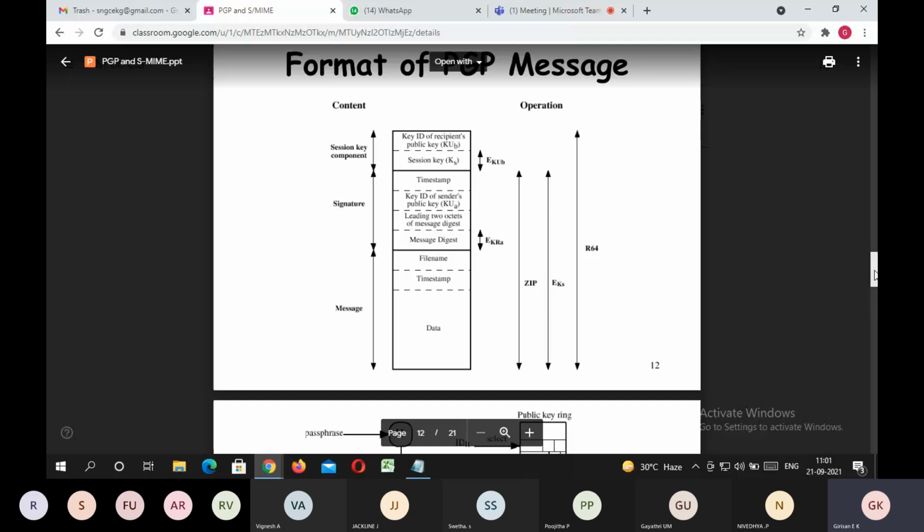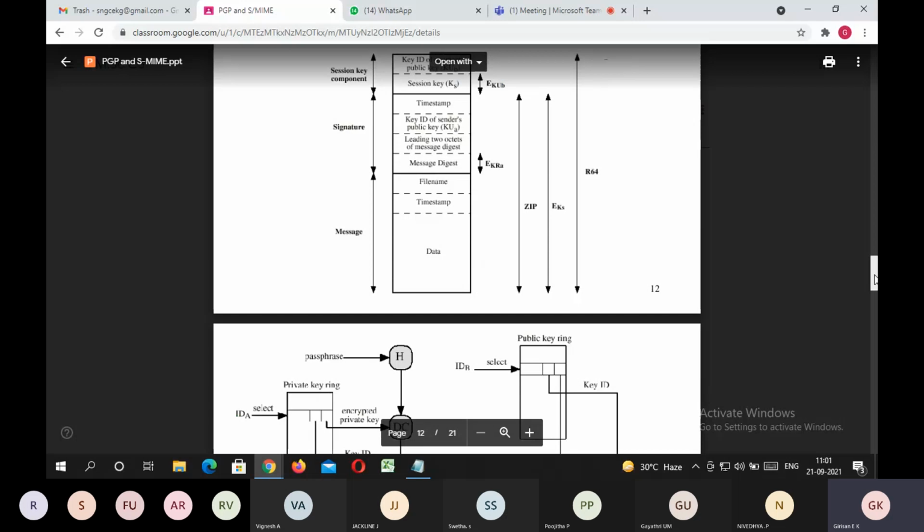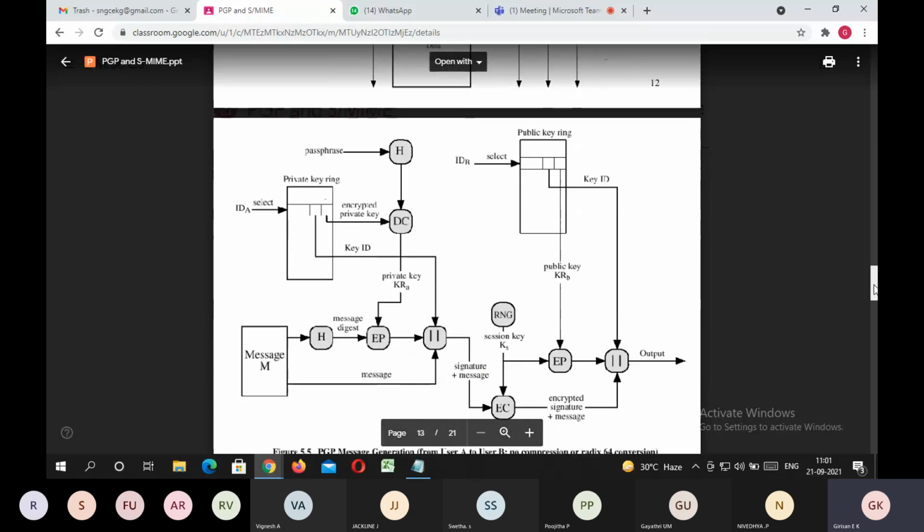So the contents are 3 important components: the session key component, the digital signature component, and the original message component. And the operations are compression, encryption, that is for confidentiality, then conversion to Radix 64. So this is how the message will be transmitted.